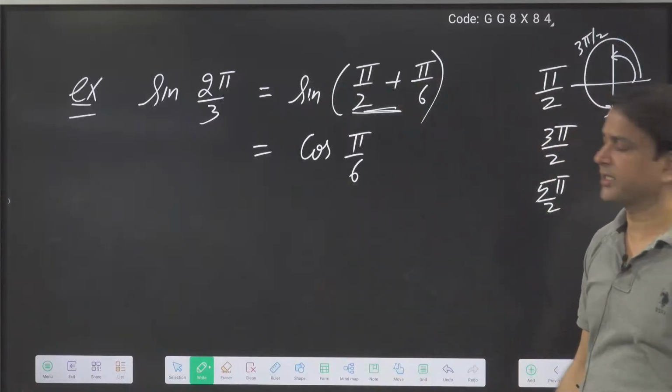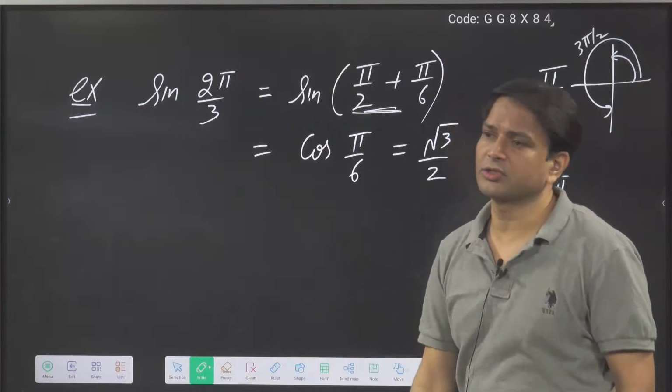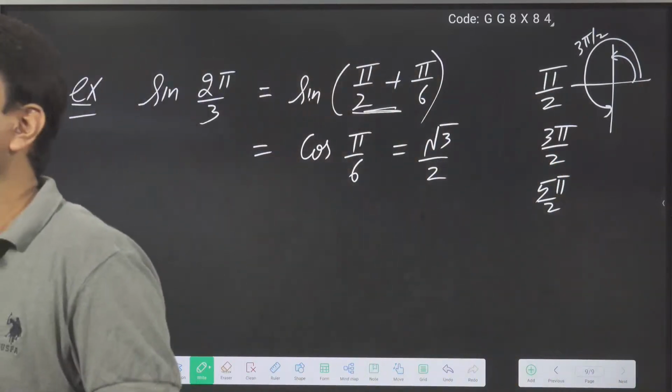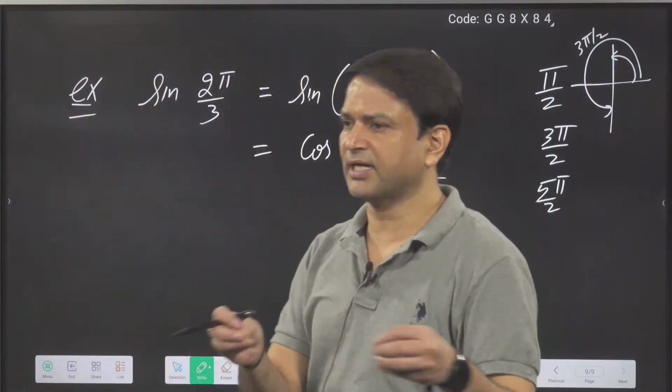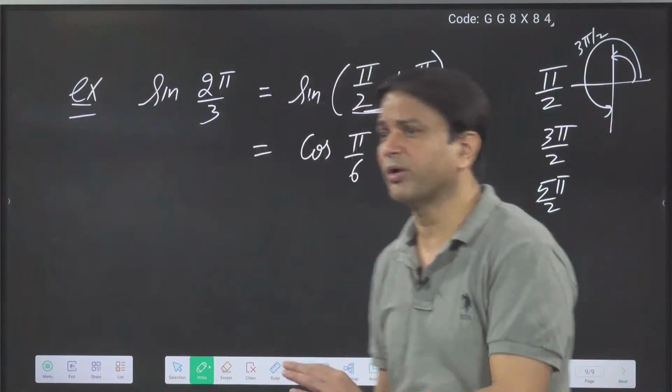Pi by 6 is 30 degree, cos 30 degree is what? Root 3 by 2. So what is the value I got? Cos 2 pi by 3 is equal to root 3 by 2. It is the way to get the value, but we have to remember why I am saying this, because we have to remember sine 90 plus theta, sine 90 minus theta, cos 90 plus theta, cos 90 minus theta. That's why I am saying this.